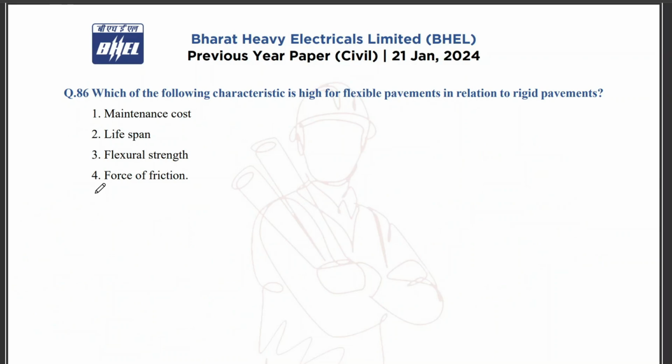So next, 86. Which of the following characteristics is higher for flexible pavement in comparison to rigid pavement? So first of all, what is flexible pavement? It is also called asphalt roads. It is made of bituminous layers that distribute load over a wider area, but it requires frequent maintenance.